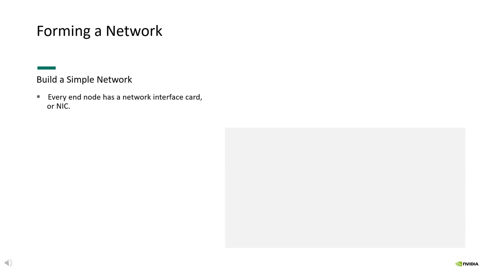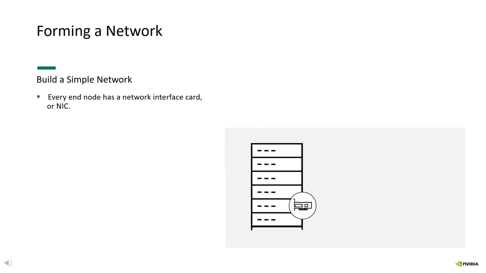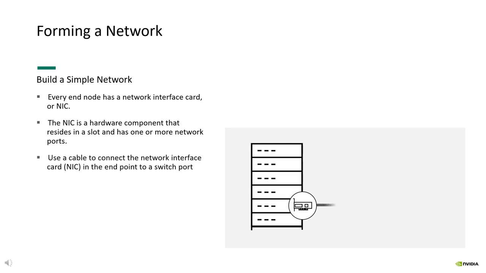Every end node has a network interface card, or NIC. The NIC is a hardware component that resides in a slot and has one or more network ports. The next step would be plugging a cable into the NIC port on one end and into a switch port on the other end. Great! Now we have the end nodes physically connected. But how do they communicate?